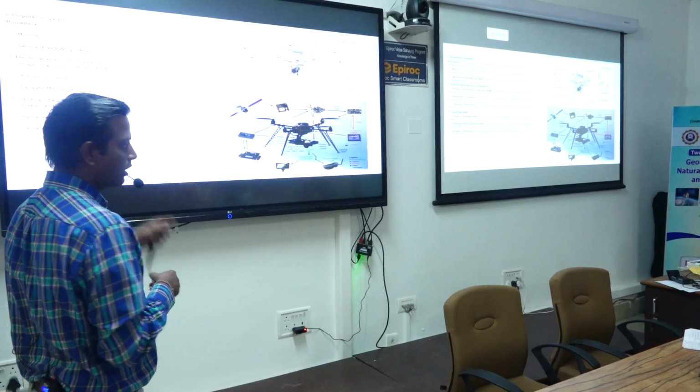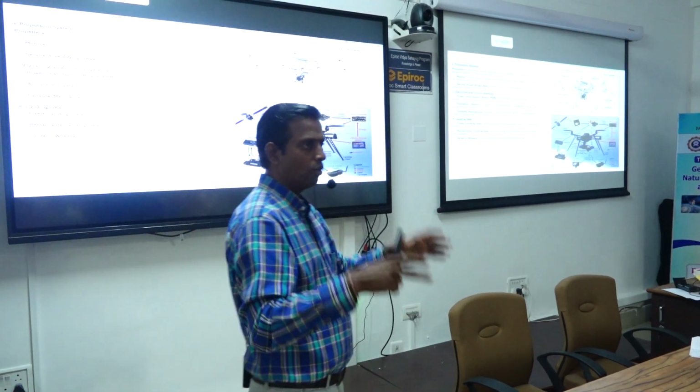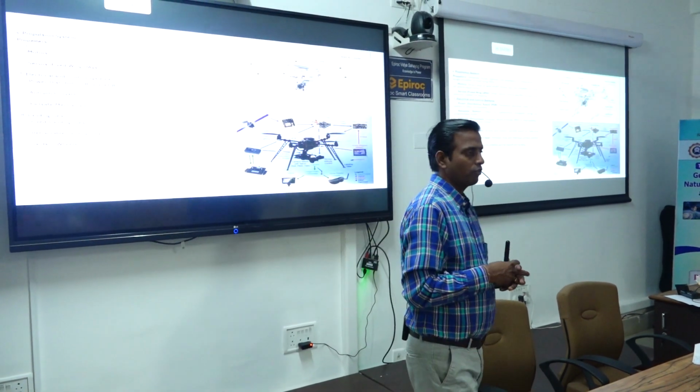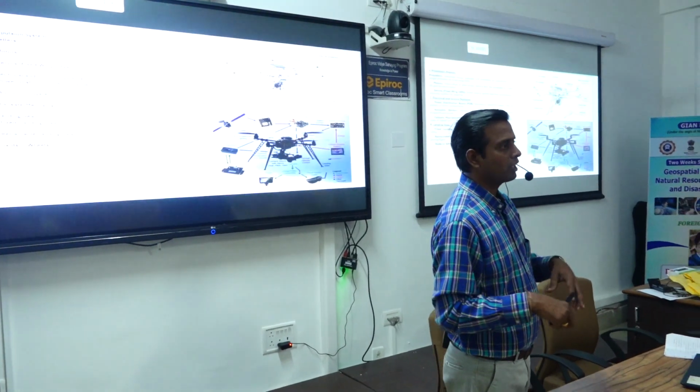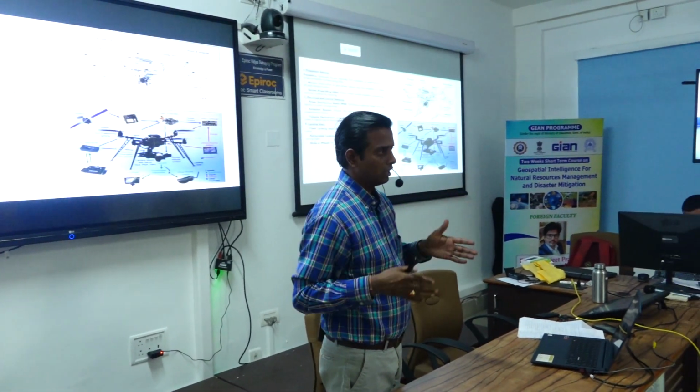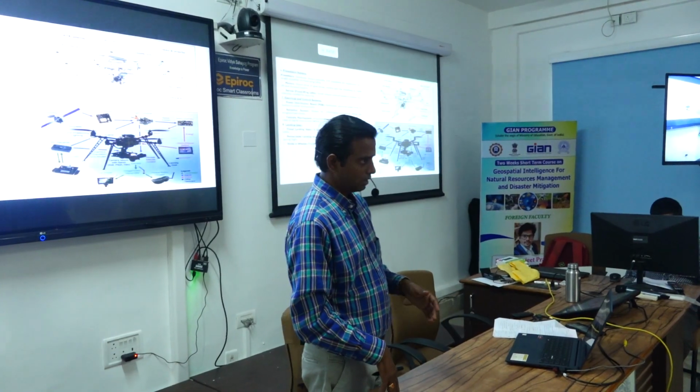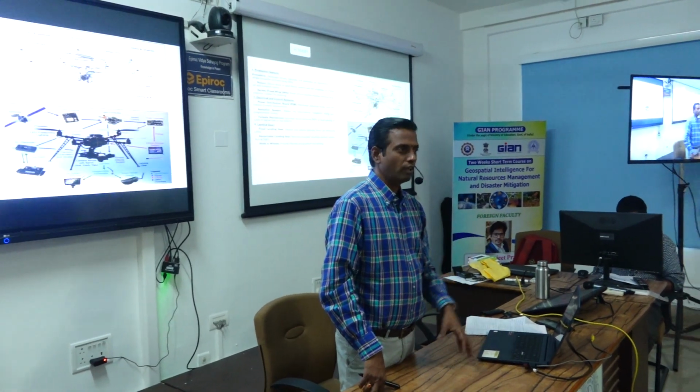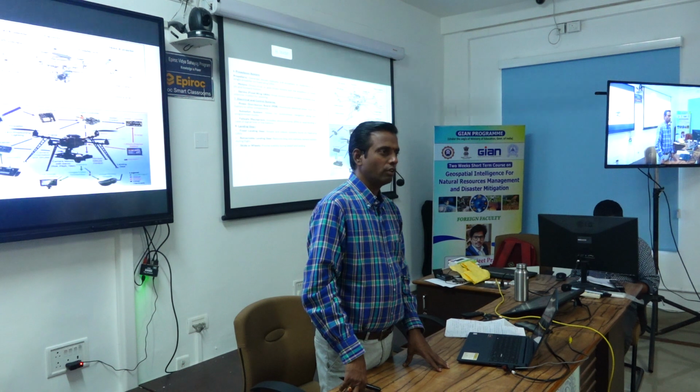And next one, landing gear, as I discussed, how it is landed. With 4 legs, with 2 legs, and straight line landing paths are also there. Certain designs are there. Which kind of landing gear is used for your purpose?